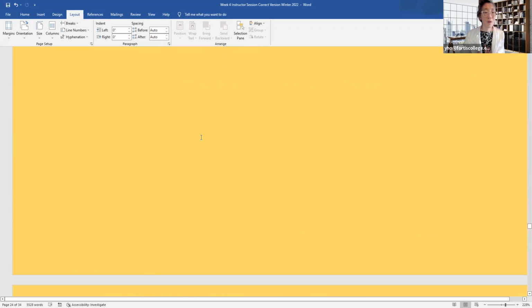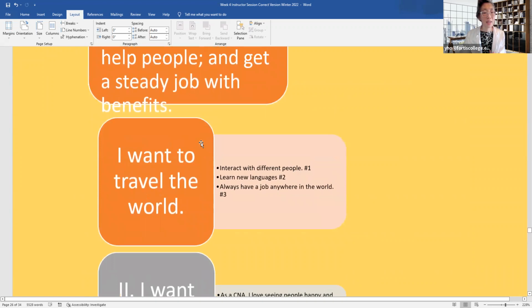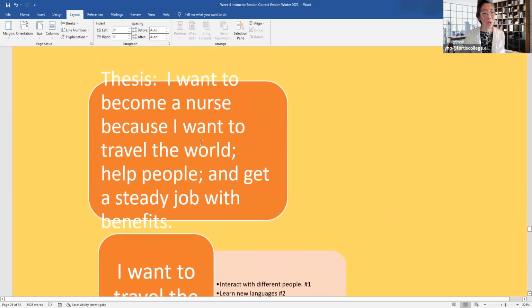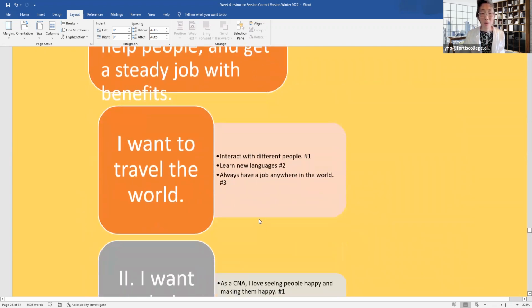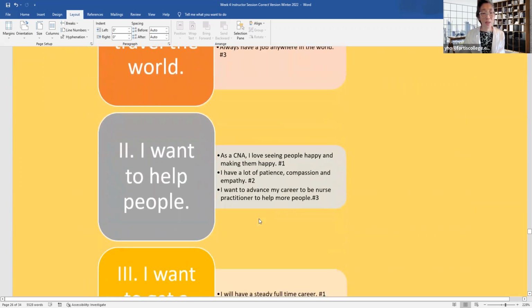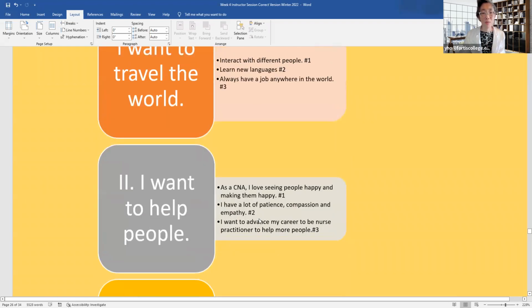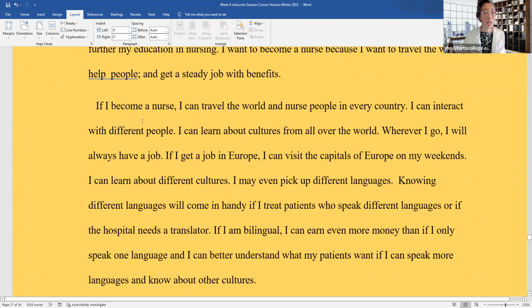And so one other thing is when we do pre-writing, we write an outline. So this is, I want to travel the world, I want to help people and get a steady job. So this is the thesis statement, main idea. Then you have your one body paragraph, I want to travel the world. Then another body paragraph, I want to help people. I want to get a job with benefits. So this is pre-writing, and then you're going to turn all of this into a 5-paragraph essay structure where you're going to indent 5 spaces, the first line of every paragraph.